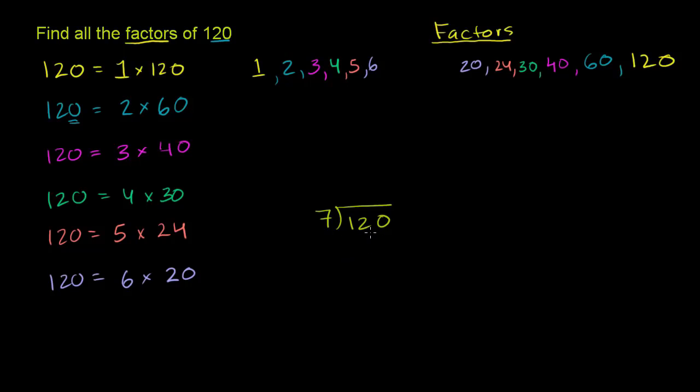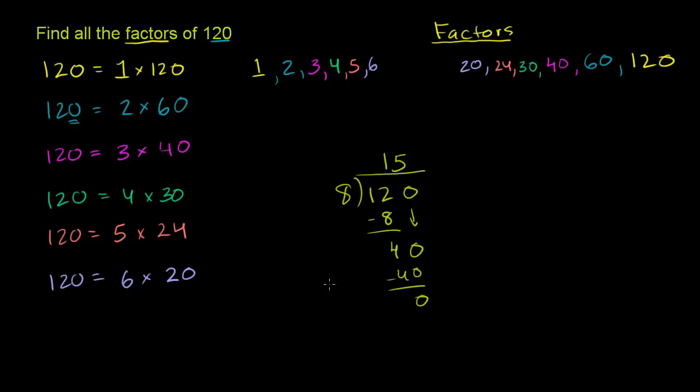Now let's think about whether 8 works. I'll do the same process. Let's take 8 into 120. Let's just work it out. 8 goes into 12. It doesn't go into 1, so it goes into 12 one time. 1 times 8 is 8. Subtract there. 12 minus 8 is 4. Bring down the 0. 8 goes into 40 5 times. 5 times 8 is 40. And you're left with no remainder, so it goes in evenly.